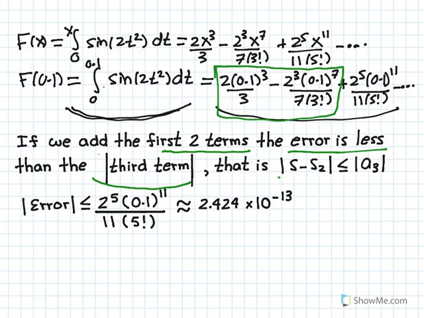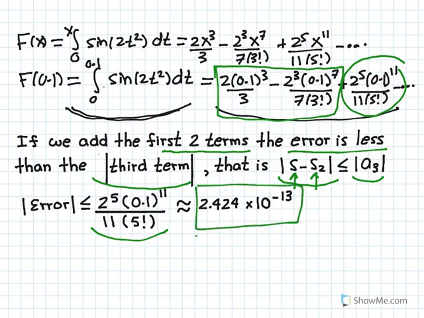That is the absolute value of S minus S2. S is the exact sum of this infinite series. S2 is the approximate sum of the series when we only add up the first two terms. So the error is less than the absolute value of the third term, which is the first neglected term, this one here. So the error of the approximation is less than or equal to the third term, which is 2 to the power of 5 times 0.1 to the power of 11, divided by 11 times 5 factorial. If we decimalize this, this is the error of the approximation. And it's a very small error.